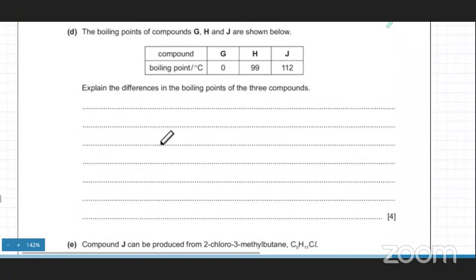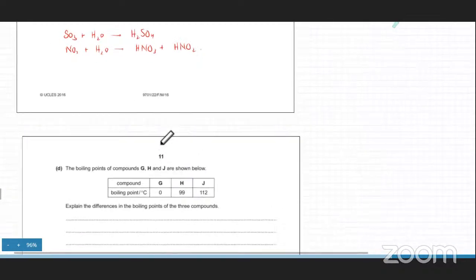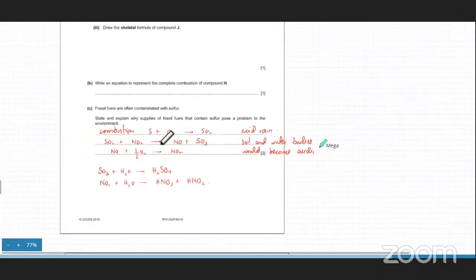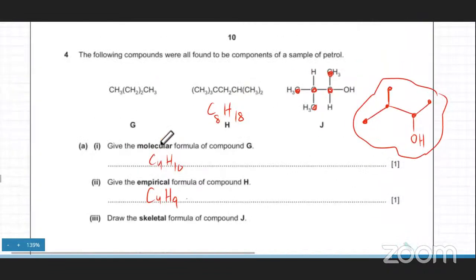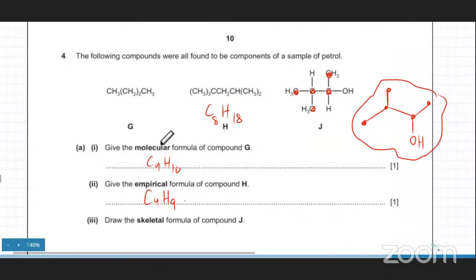And so next is the boiling points of compounds G, H, and J are shown below. Explain the differences in the boiling points of the three compounds. As you can see, J has the highest boiling point, so you have to give a reason for it, and G has the lowest. What's the reason? Why does J have the highest boiling point?